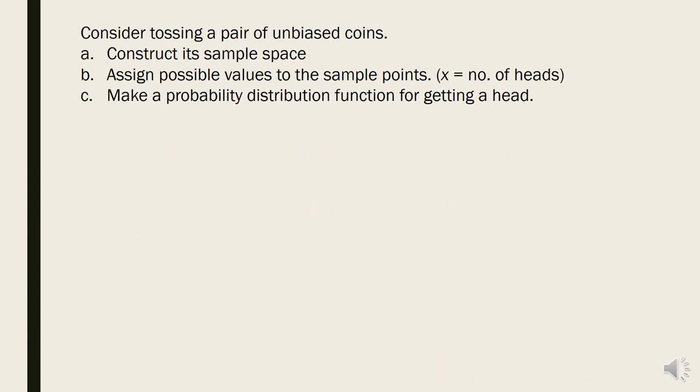Let us try this. Consider tossing a pair of unbiased coins. A, construct its sample space. B, assign possible values to the sample points, where X is the number of heads. C, make a probability distribution function for getting a head.